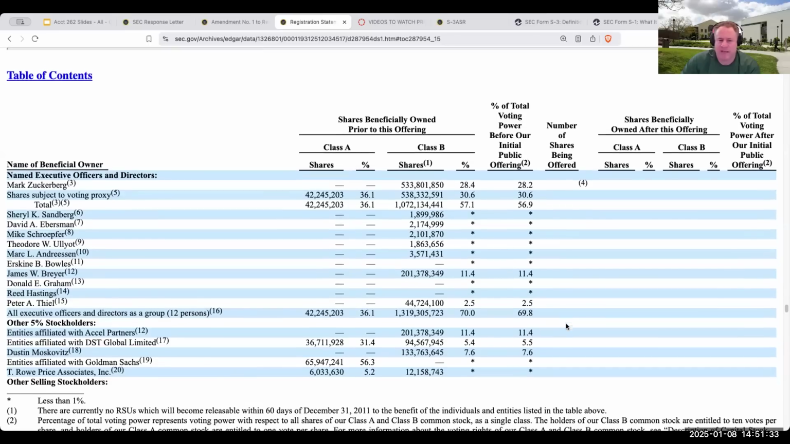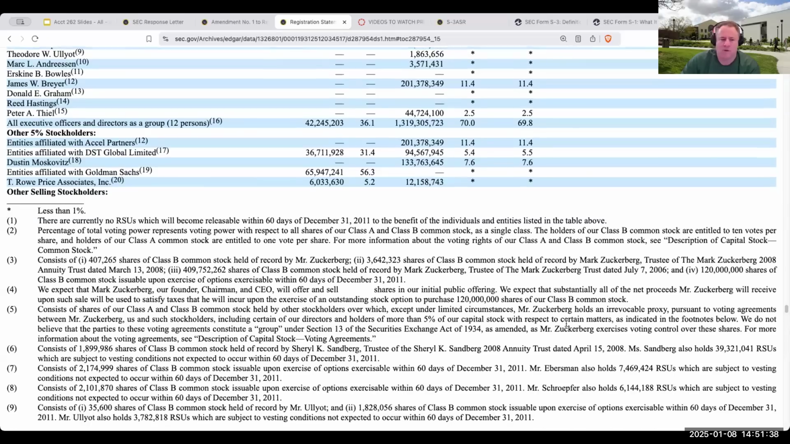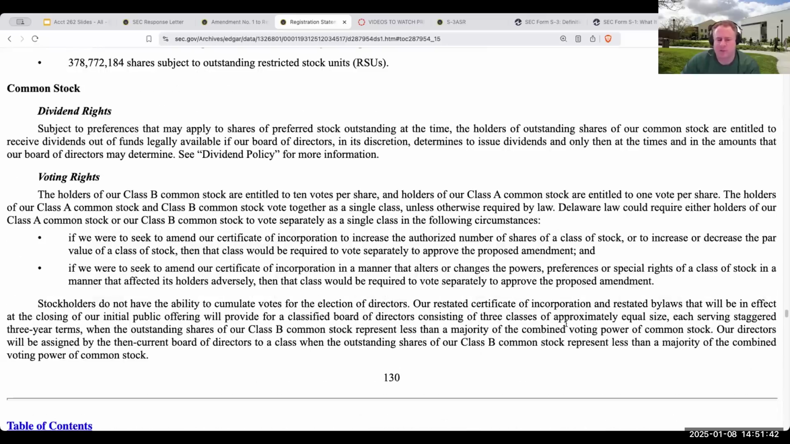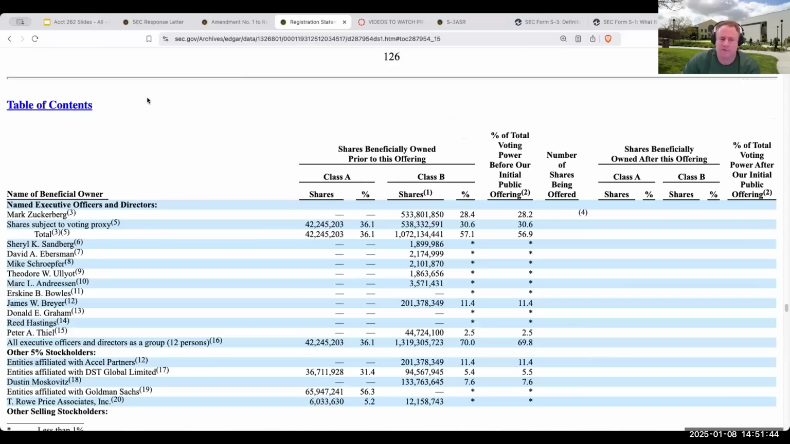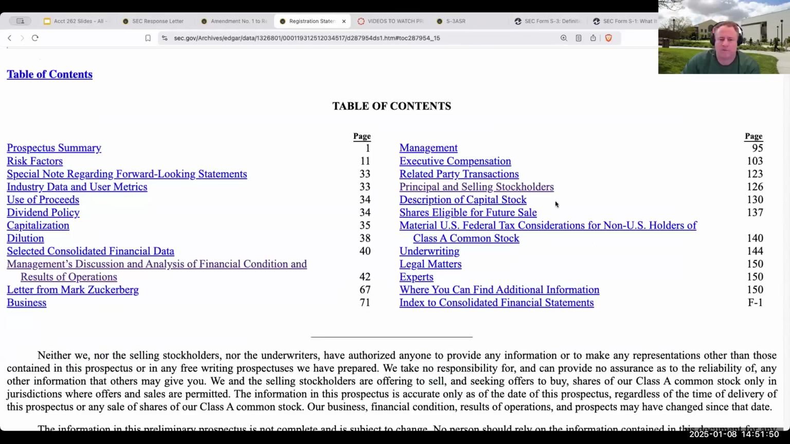They're not offering any of the shares. This is showing what they actually own. So everything that's being sold is coming out of the coffers of the company. So let's go back and take a look again.